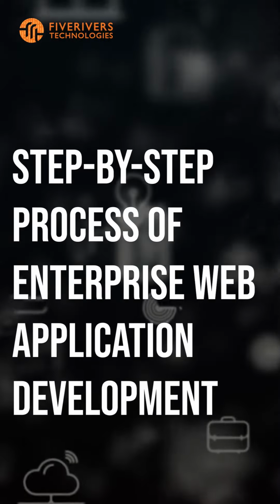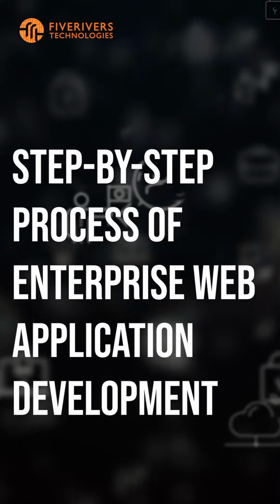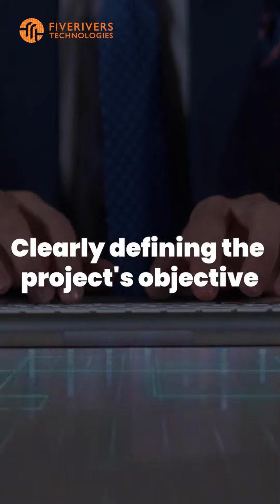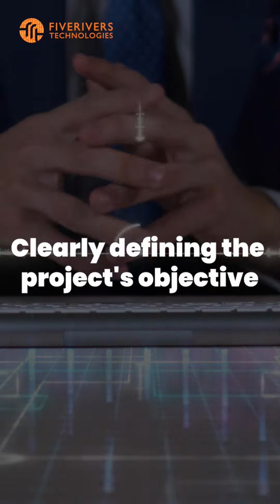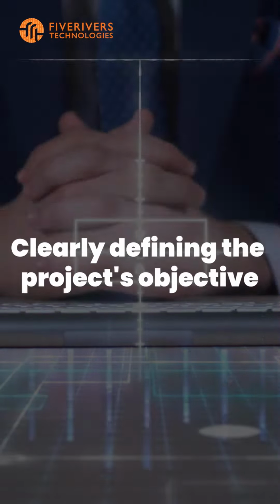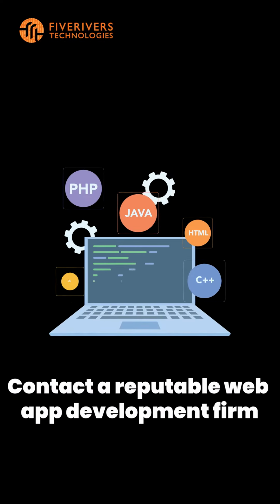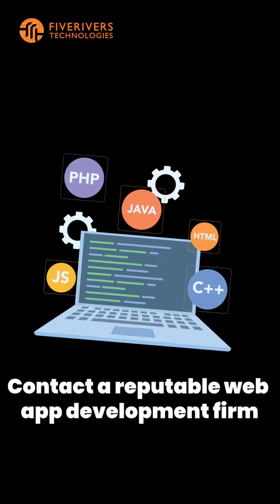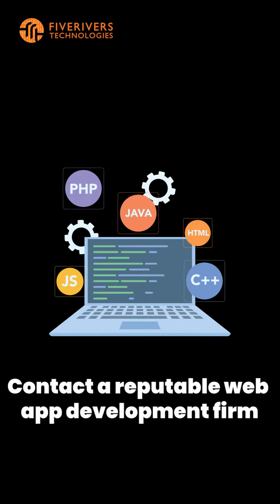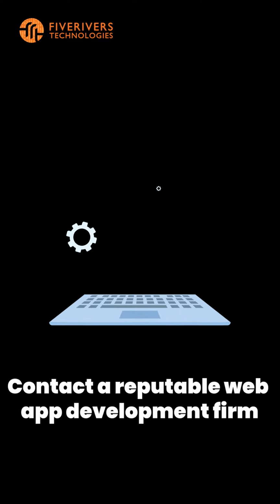Step-by-step process of enterprise web application development. Start by clearly defining the project's objective, the issues it will address, and the specific requirements necessary to achieve business goals. Contact a reputable web app development firm after planning and compiling your project requirements. Consider your specific needs and budget when selecting developers.